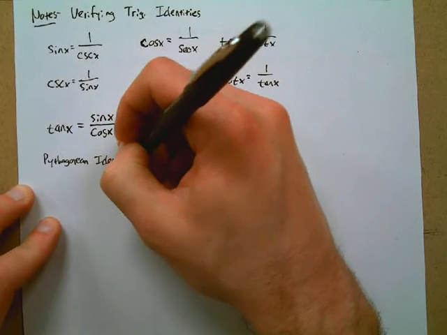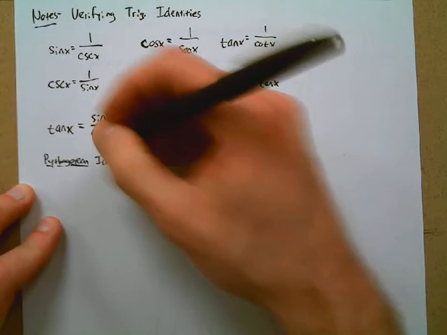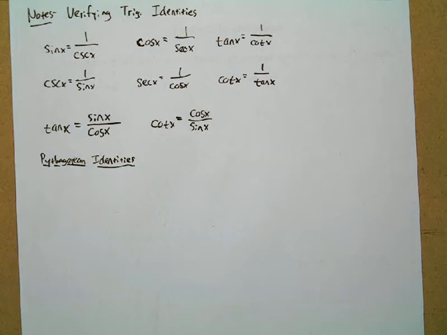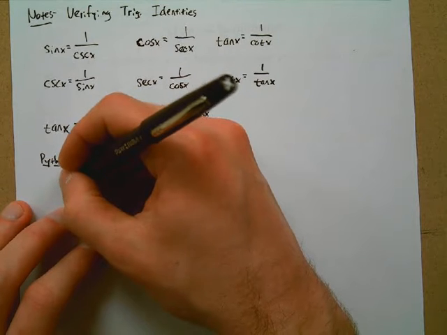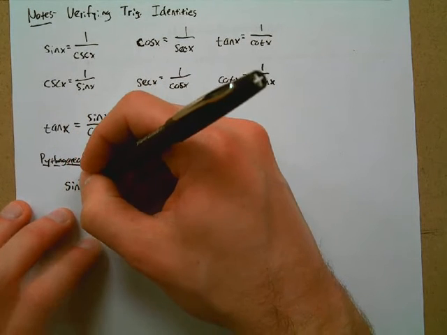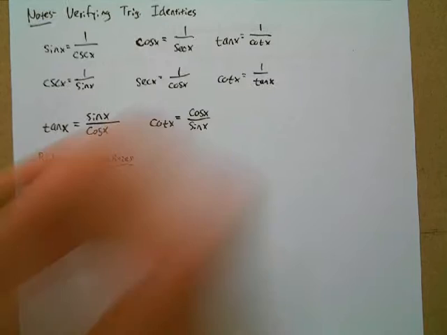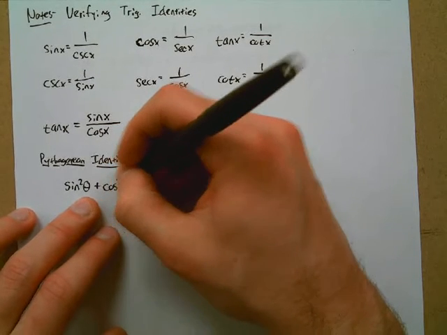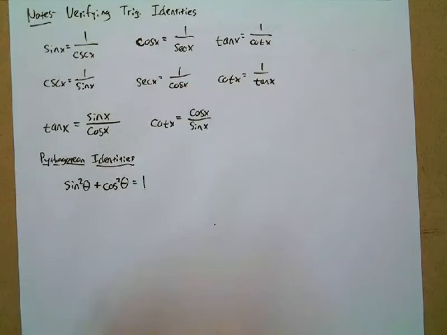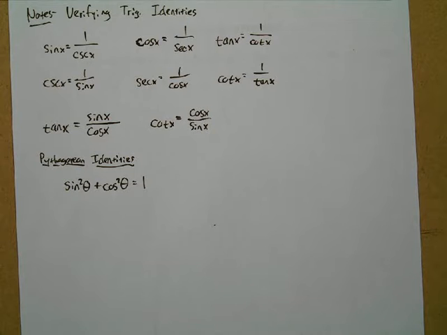The main Pythagorean identity is sine squared of, I'm going to use theta now. It doesn't really matter whether you use x or theta because they're just variables, right? So I'm going to say sine squared of theta plus cosine squared of theta is equal to 1. Sine squared of theta plus cosine squared of theta equals 1.